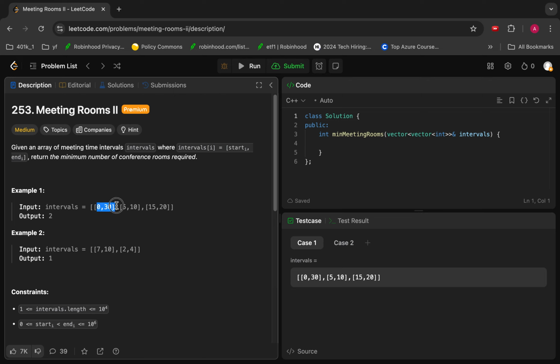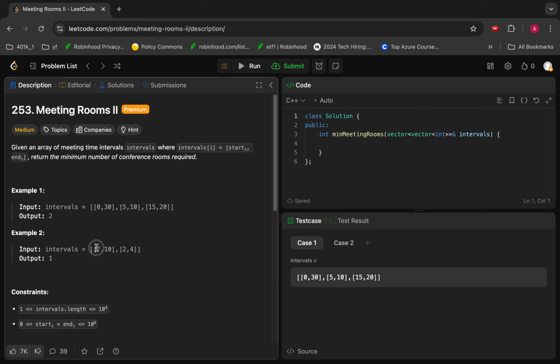So 8 to 8:30 definitely needs one room. Because 8:05, this meeting has already started, you need another room for this. But for this one you don't need a new room. This one can reuse meeting room number 2. So you only need 2.